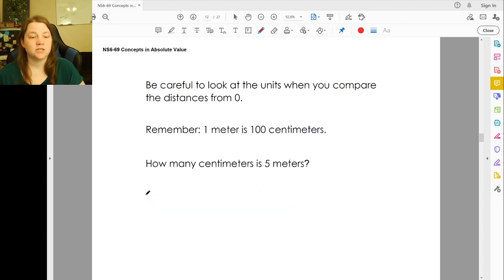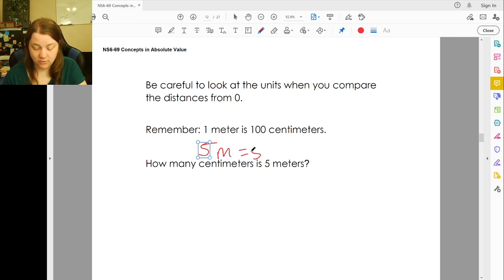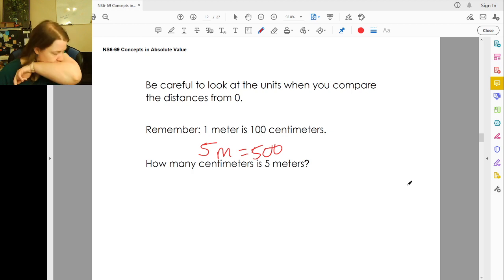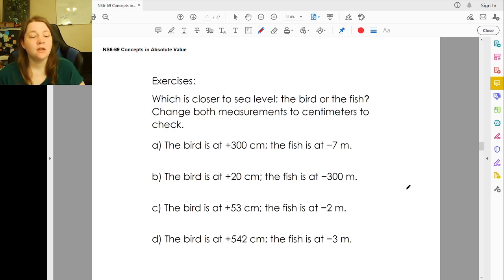Make sure you look at units when you compare the distances from 0. Remember that 1 meter is 100 centimeters. So if 1 meter is 100 centimeters, that means that to go from 5 meters to centimeters would be 500. Did we check the units back here? Feet to feet, meters to meters. Yes, we did. Let's take a look at some of these. If the bird is at 300 centimeters, the fish is at 7 meters.